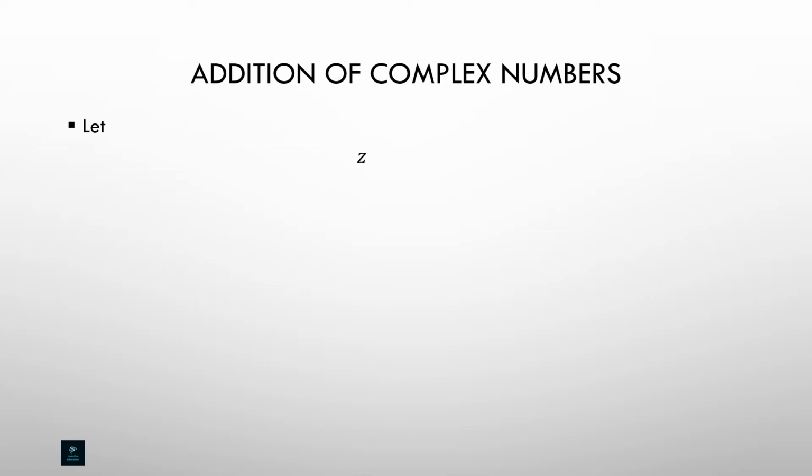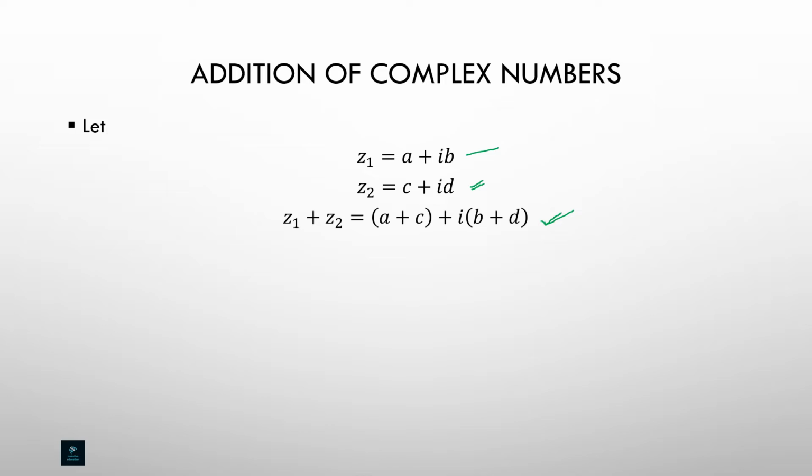Suppose that we have two complex numbers, z1 equal to a plus ib and z2 equal to c plus id. To add these two complex numbers, we simply add the real components separately and the imaginary components separately. Therefore, z1 plus z2 will be equal to a plus c plus i times b plus d, the sum of real components a plus c plus i times the sum of imaginary components b plus d.